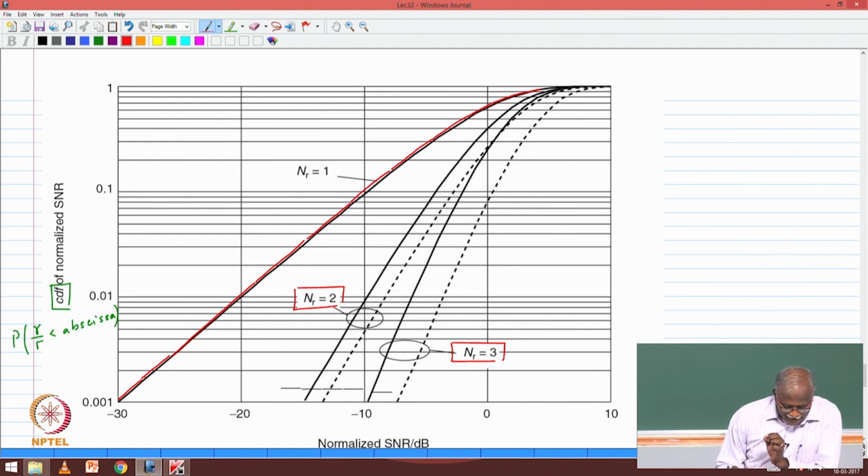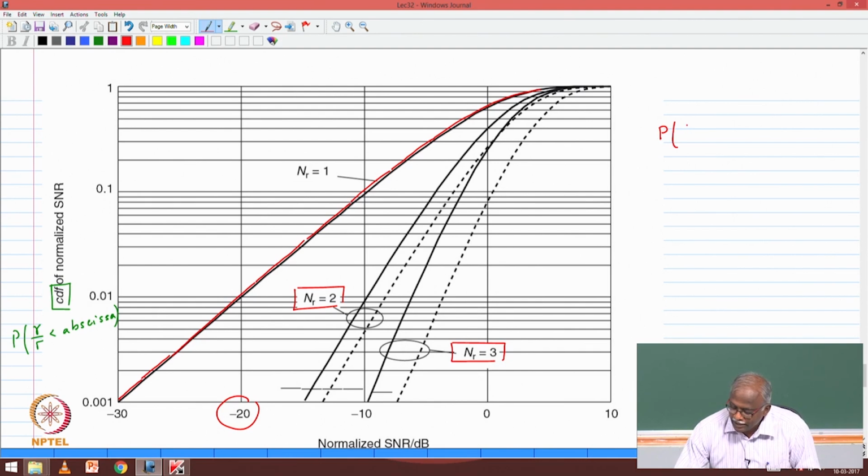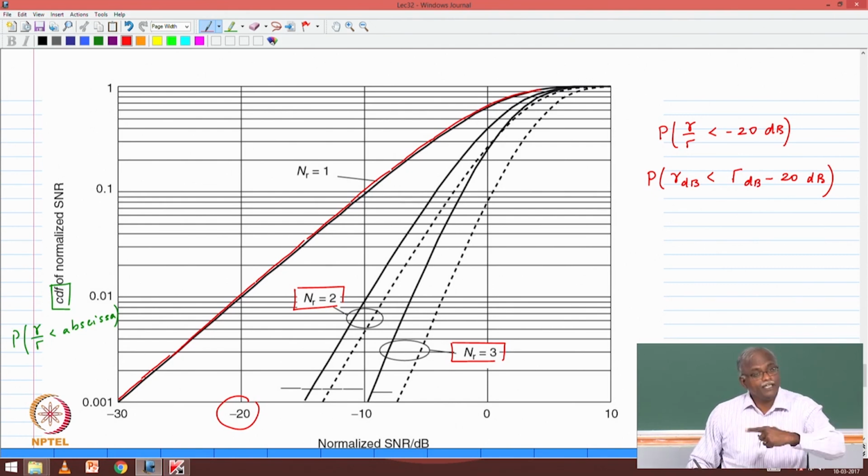And what exactly is the CDF? What does it mean? So for example, let's take this point, minus 20 dB. What does that tell me? The probability that gamma by gamma-bar is less than minus 20 dB, right? That's the probability. This is the same as saying the probability of the instantaneous SNR expressed in dB is less than the average SNR in dB minus 20 dB. The probability that the instantaneous SNR falls 20 dB below the average SNR. That's exactly what the CDF is trying to tell us.